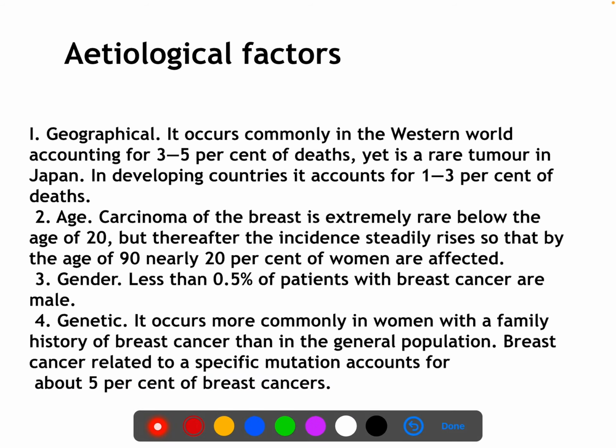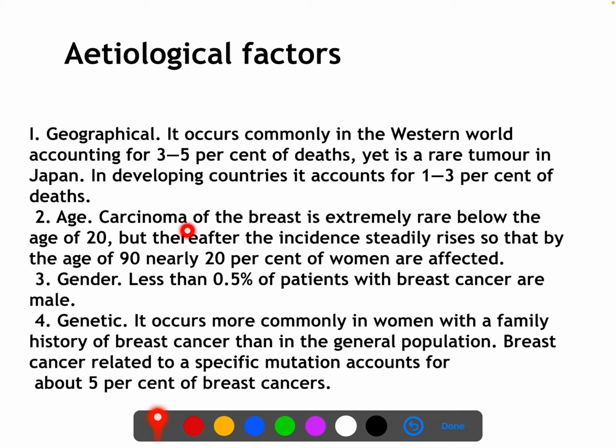Etiological factors of cancer breast. أول شيء نجي geographical. It occurs commonly in the Western world accounting for 3 to 5% of deaths, yet it is a rare tumor in Japan. The developing countries account for 1 to 3% of deaths. يعني احنا من developing country هو 1 to 3%. أنا أتوقع أكثر بالعراق لأن احنا ما عندنا statistic كلش واضح.